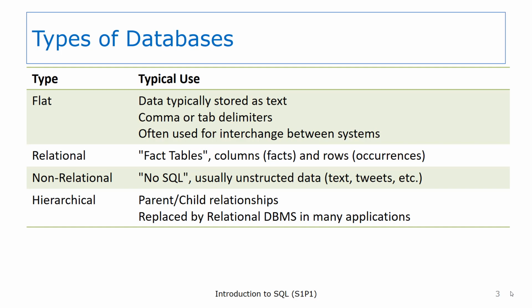Finally, a hierarchical database organizes data into parent-child relationships. This type of database was one of the earliest database management systems. Although hierarchical database systems have been replaced by relational database systems in many applications, the hierarchical database type is still used in some applications.